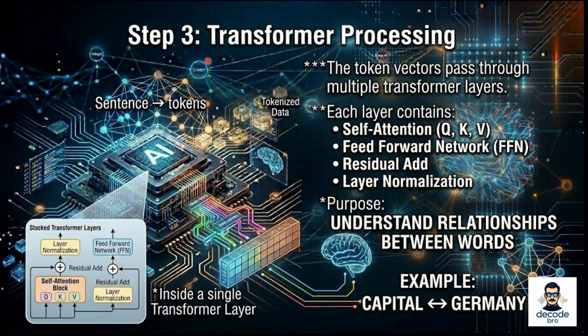Step 3. Transformer processing. These vectors travel through transformer layers. Each layer has self-attention, a feed-forward network, residual add, and layer normalization. The purpose is to understand relationships across words in the sentence. This is how the model knows which words are important to predict the next word accurately.